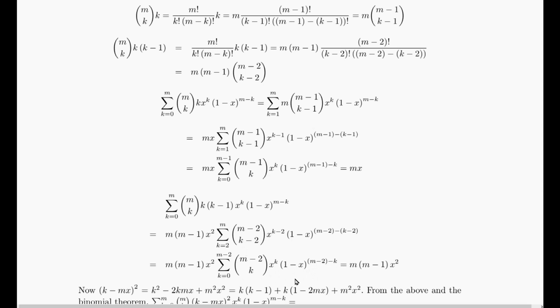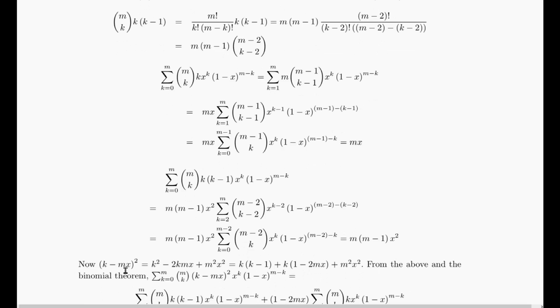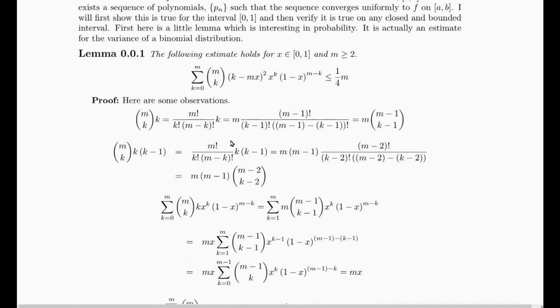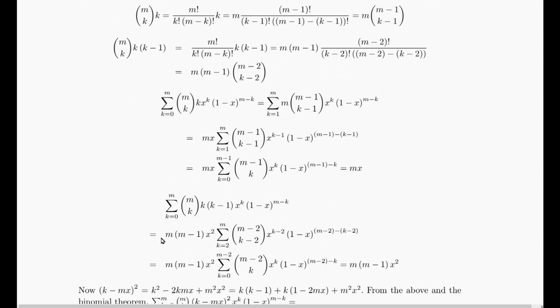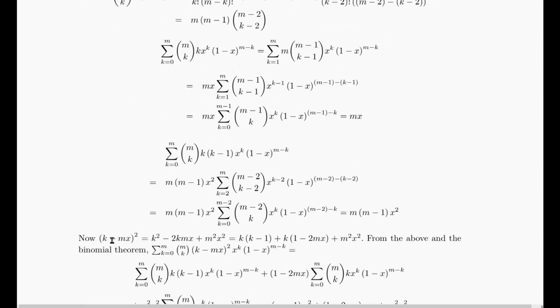So this whole mess is just 1. And so you get this. Okay, now if I look at (k - mx)², now where is that? That's right in here, isn't it? If I look at that and I multiply it out, this is k² - 2kmx + m²x², and that's k times (k - 1) plus k times (1 - 2mx) plus m²x².